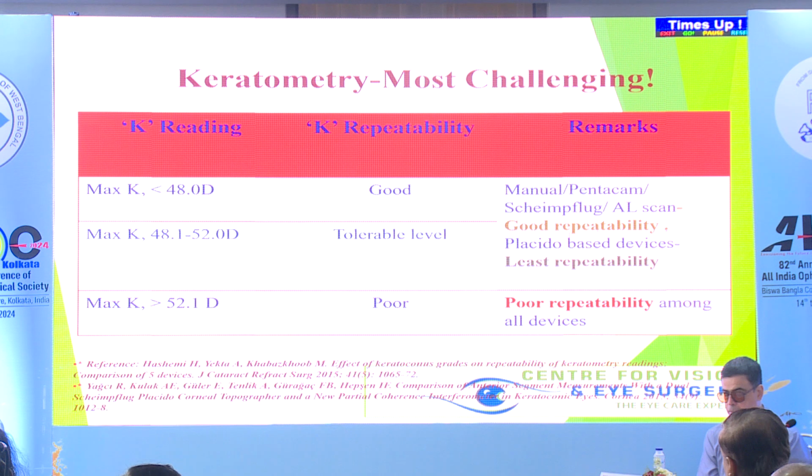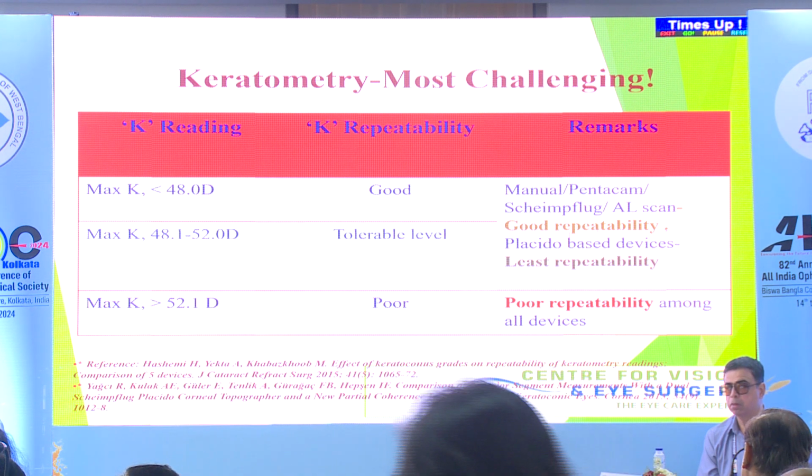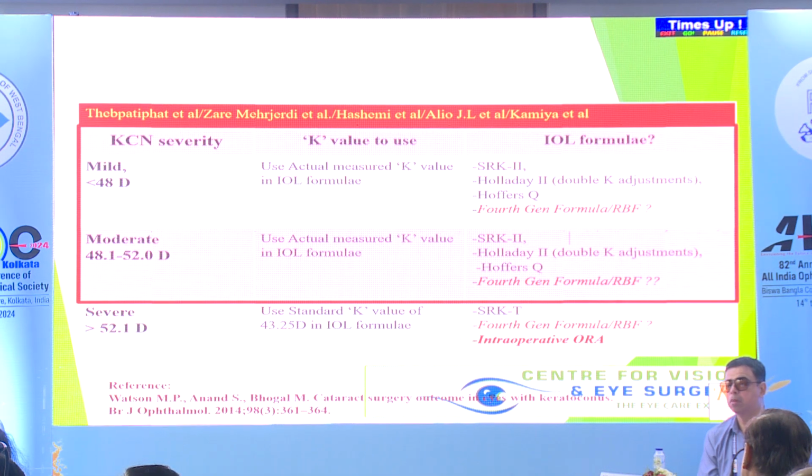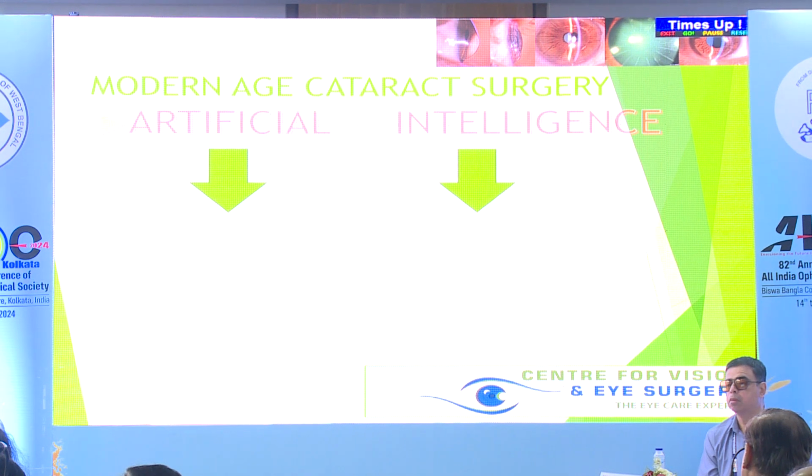This is a broad table which I use. Anything up to 52, your regular Ks would work. Anything beyond 52, you will have poor repeatability. A good idea to actually go in, either put in a ring or do an ablation before you touch the cataract part. I guess there are two parts.